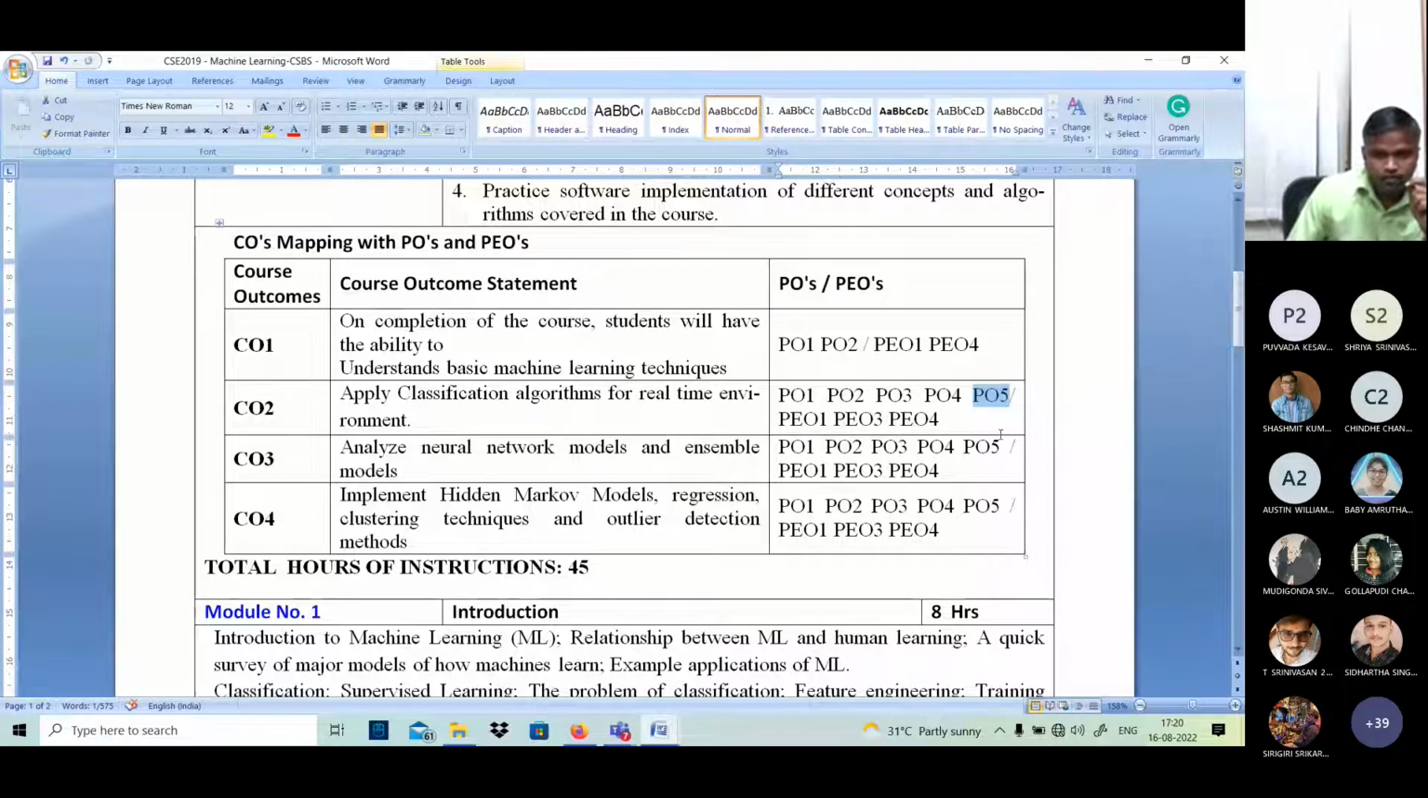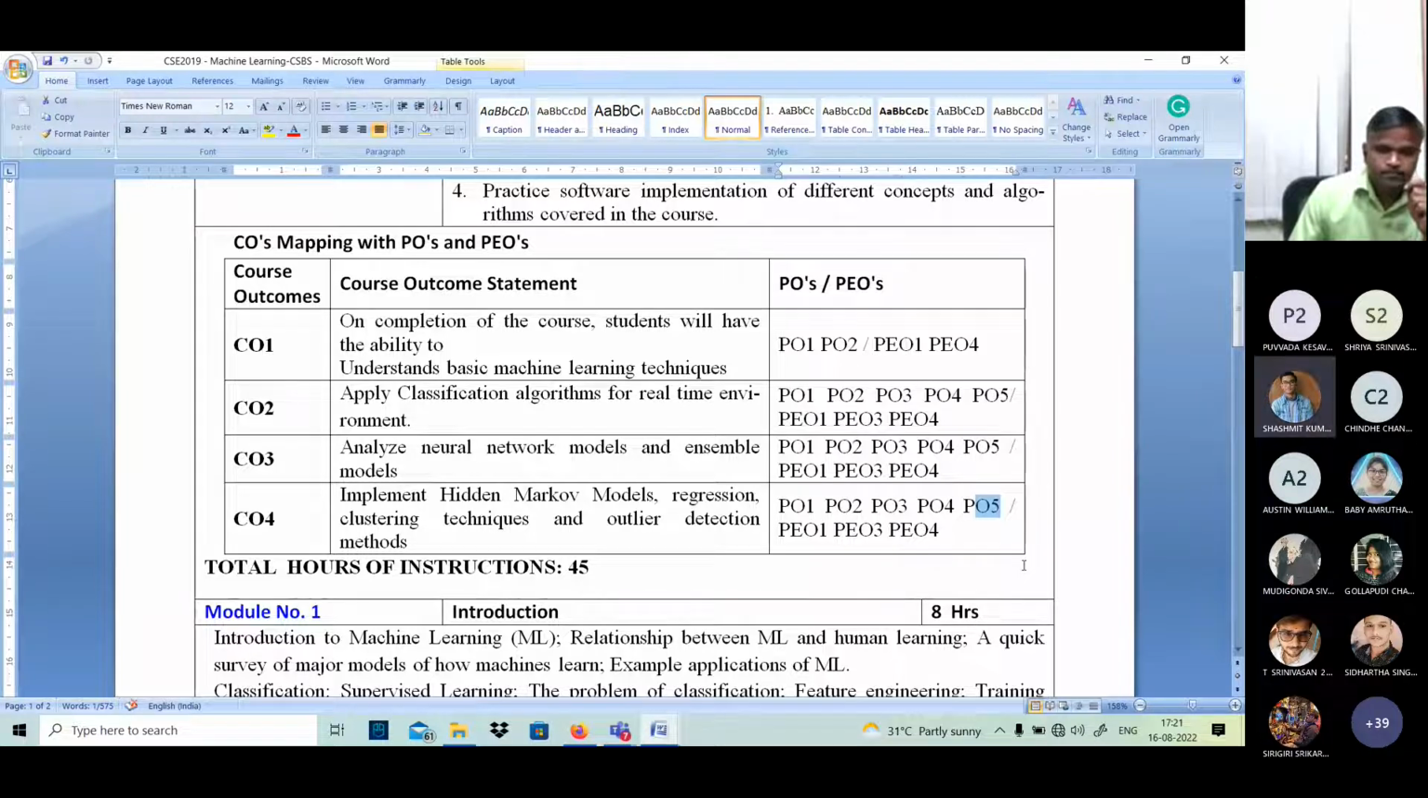So that's why this one is related to PO5. Course outcome 3, again, is related to the first 5 program outcomes, and CO4 is also related to the first 5 program outcomes. The first one is engineering knowledge, the second is problem analysis, the third is designing the solution, the fourth is investigating complex problems, and the fifth is modern tool usage. Do you have any doubt in these course outcomes?